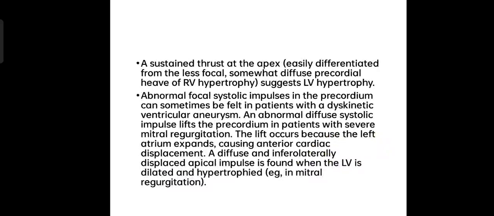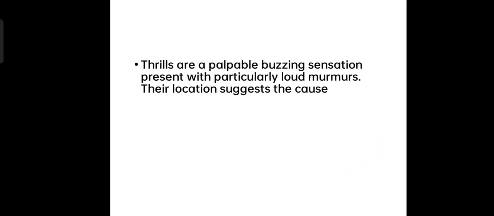A sustained thrust at the apex suggests left ventricular hypertrophy. An abnormal focal systolic impulse in the precordium can sometimes be felt in patients with a dyskinetic ventricular aneurysm. An abnormal diffuse systolic impulse lifts the precordium in patients with severe mitral regurgitation. The lift occurs because the left atrium expands, causing anterior cardiac displacement. A diffuse and inferolaterally displaced apical impulse is found when the left ventricle is dilated and hypertrophied.